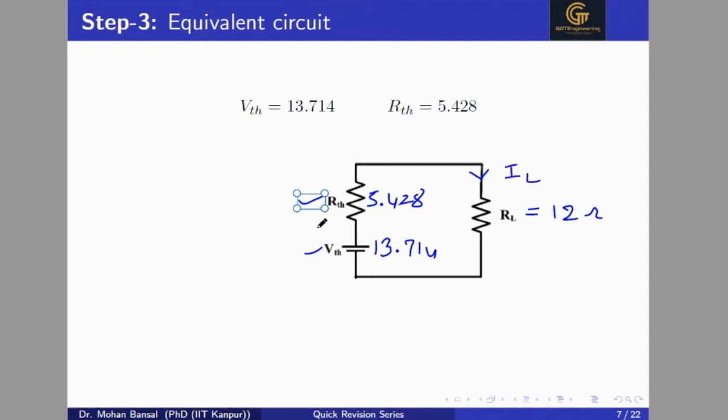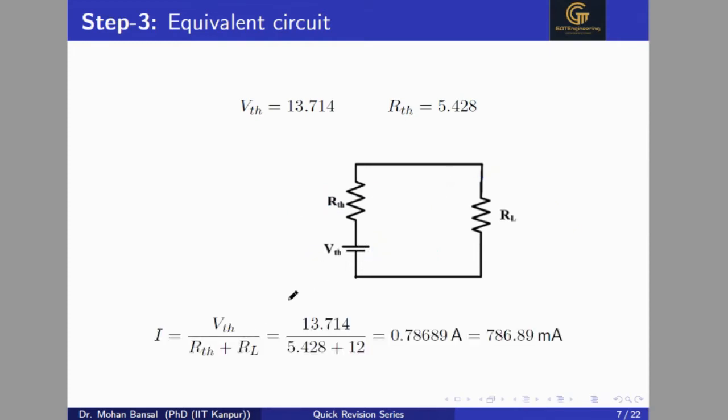So simply we can find the value of IL by using KVL here. If we apply KVL in this loop, we will get VTH divided by RTH plus RL, which will be equal to IL. All these values, VTH, RTH and RL, are known, and we can find the value of IL, that is 786.89 milliampere. So this is the approach to solving a problem using Thevenin's theorem in case of only independent sources. Today we'll consider the dependent sources also.